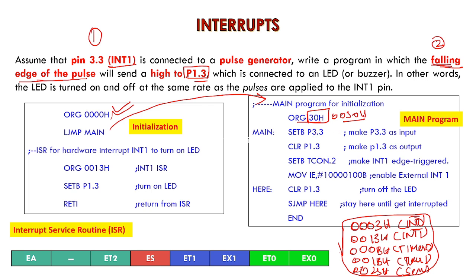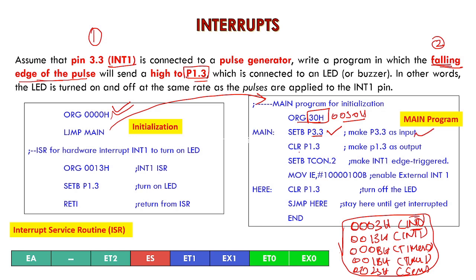That means I am configuring the pin 3.3, that is INT1, as an input. See, that's what we want to do, right? Because the pin 3.3 INT1 is connected to the pulse generator. That is the pin where your interrupt is connected. There only you want to perform the external action. If you press there, the interrupt will be triggered. That's why I am making 3.3 an input.